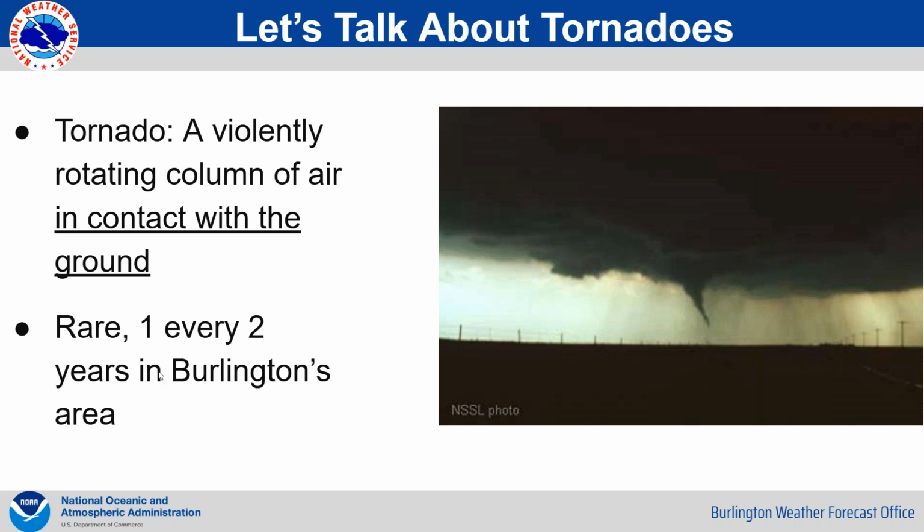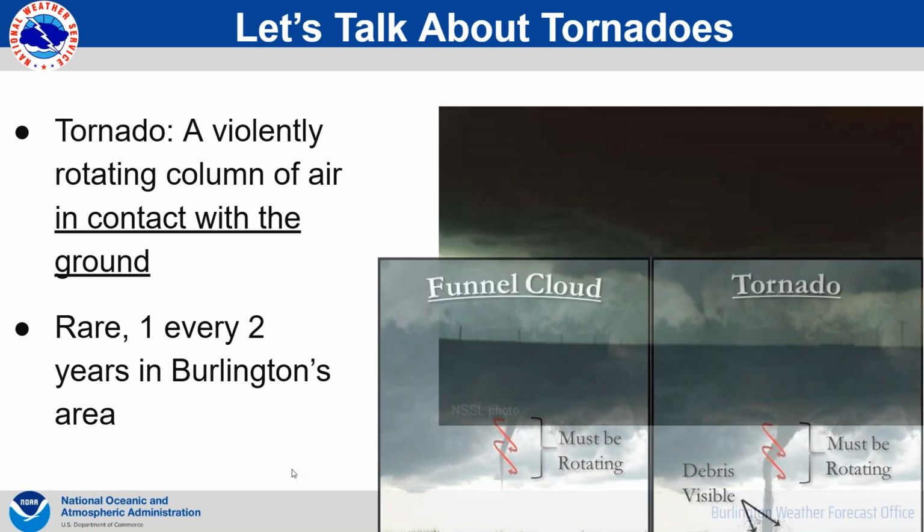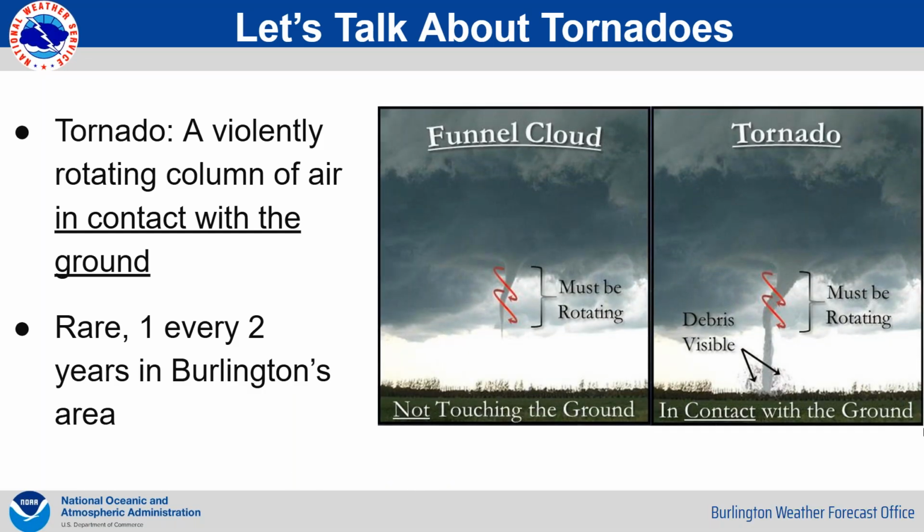If it's not in contact with the ground, at that point it's a funnel cloud. These are relatively rare. One in every two years has one in the Burlington area. The challenge in our forecast area is that usually we have lots of hills or trees that make it kind of hard to distinguish whether or not you have a funnel cloud or a tornado.